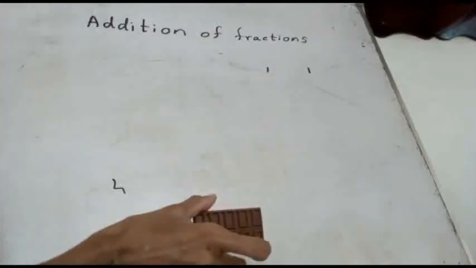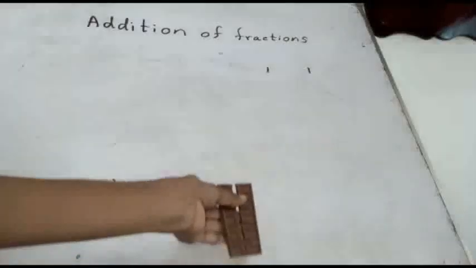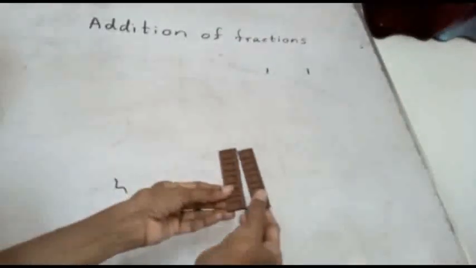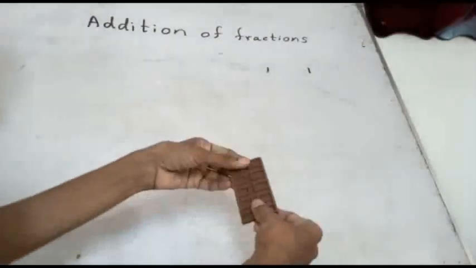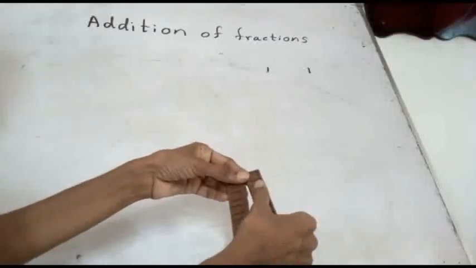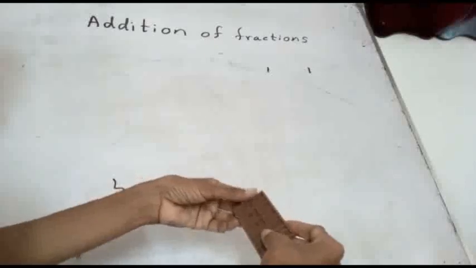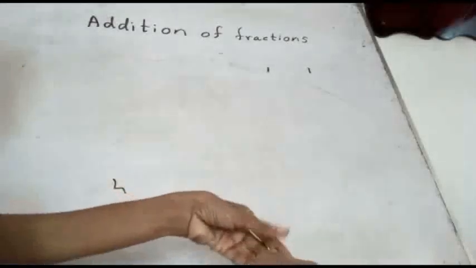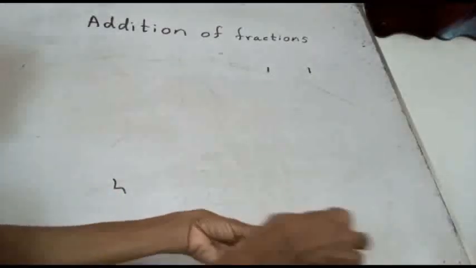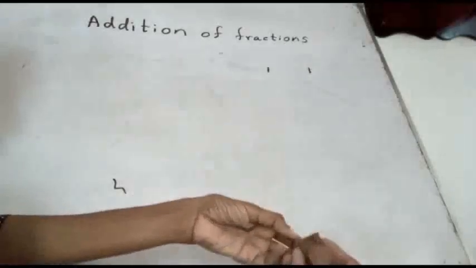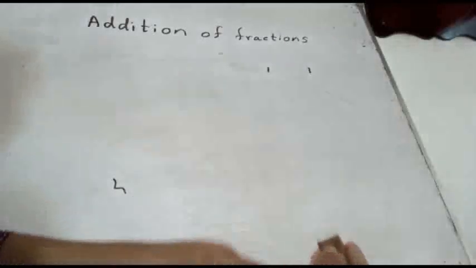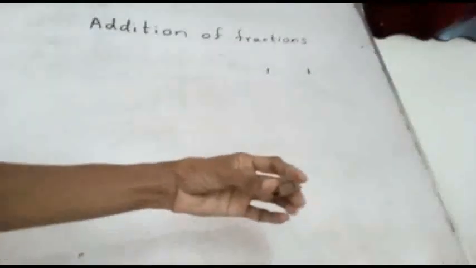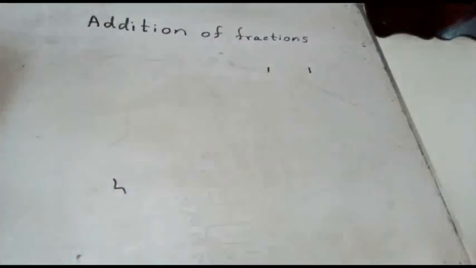There is a chocolate. I divide it into two equal parts. This is half of a chocolate. Then I divide it into 10 parts: 1, 2, 3, 4, 5, 6, 7, 8, 9, 10. This is 1/10 of a chocolate.